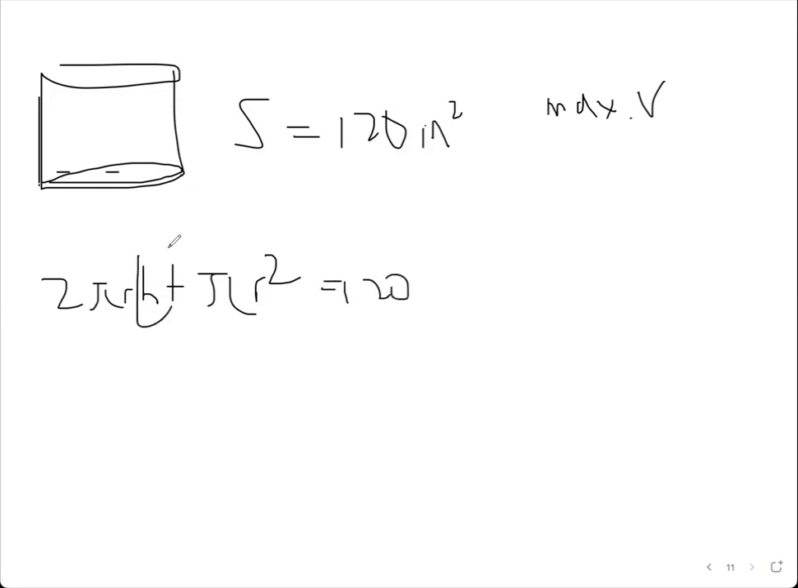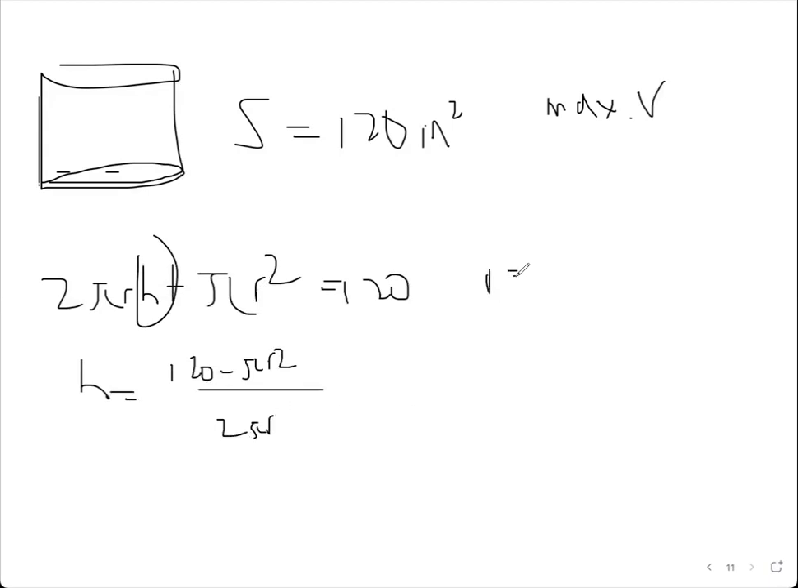You want to solve for h, because if you solve for r, it'll be way too complicated. You'll get a quadratic equation. So you get h equals 120 minus pi r squared. You just subtract pi r squared from both sides and divide by 2 pi r. Now, what's the formula for volume?